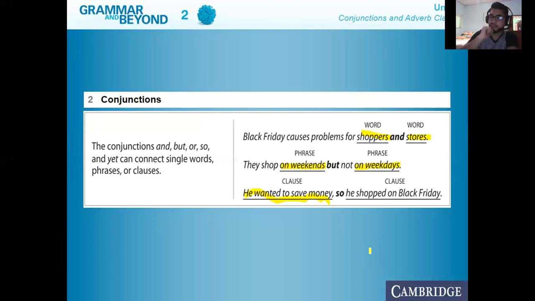So, he shopped on Black Friday. If I do the same with this sentence, he shopped on Black Friday, you will determine that they are individual and independent. They don't need each other to have a meaning. But what we are doing over here is showing the result of a certain action. That's why we decided to join these two sentences. But let's take a look at the uses in detail to understand this better.